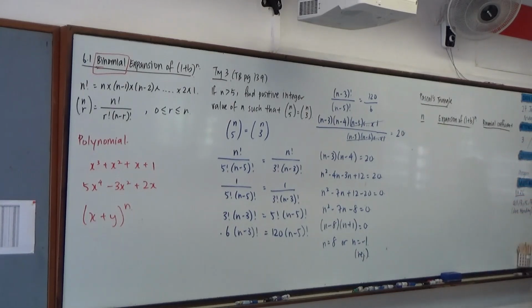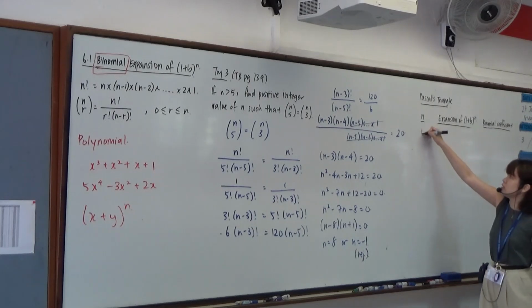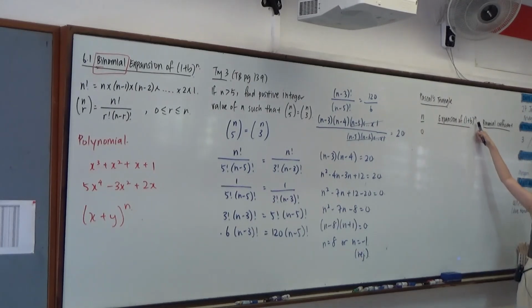Expansion of, let's say, (1 + b)^n. When n equals 0, we're looking at (1 + b)^0. That means our term is just 1, and therefore for our binomial coefficient we only have one term, which is 1. So the only coefficient we're looking at is 1.